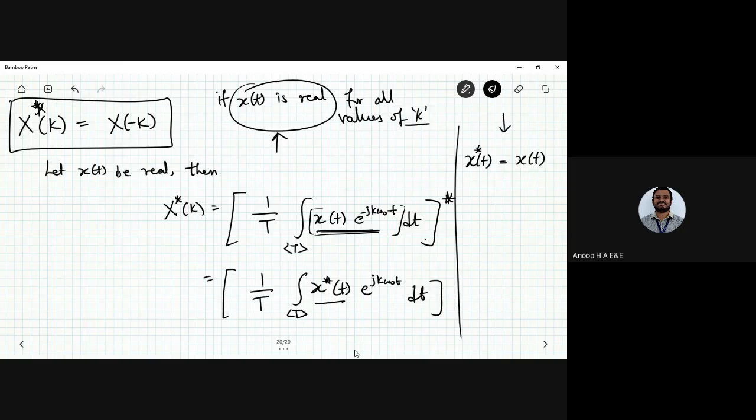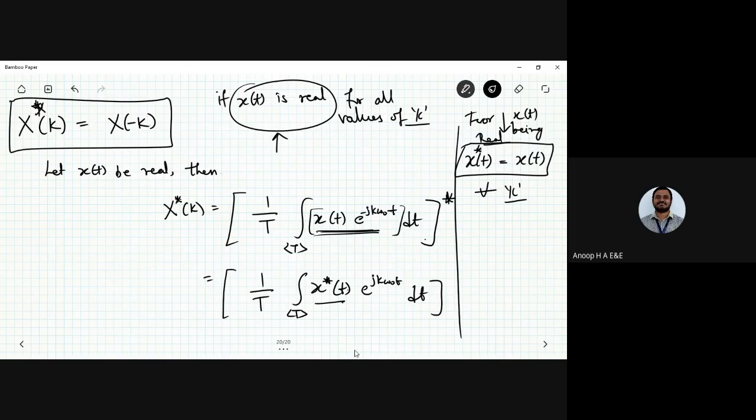So the imaginary part will have a change in sign if you take the conjugate. The real part of the complex function remains. Remember one thing: x star of t is equal to x of t for x of t being real, for all the values of k. This is the mathematical aspect I'm talking about here. X star of t will be equal to x of t.